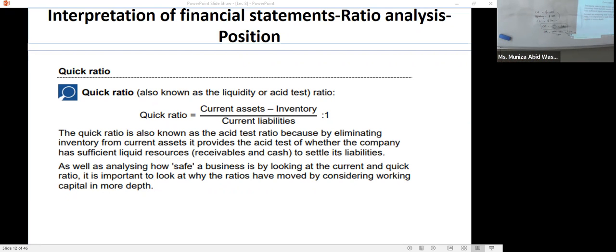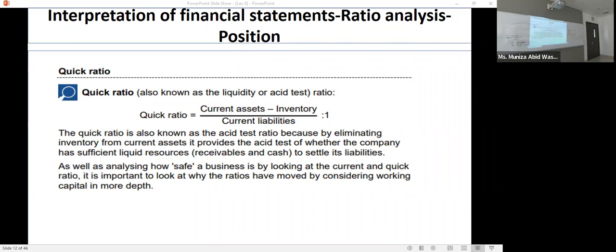Okay. Then students, quick ratio is also known as the liquidity or asset test ratio. Quick ratio is equal to current assets minus inventory divided by current liabilities. The quick ratio is also known as the asset test ratio because by eliminating inventory from the current assets, it provides the asset test of whether the company has sufficient liquid resources, receivables and cash to settle its liabilities, as well as analyzing how safe a business is.